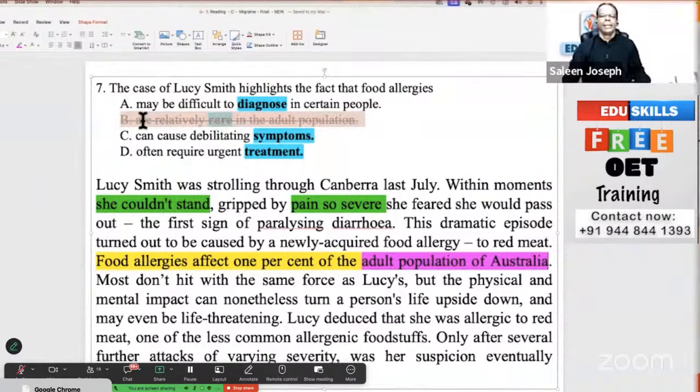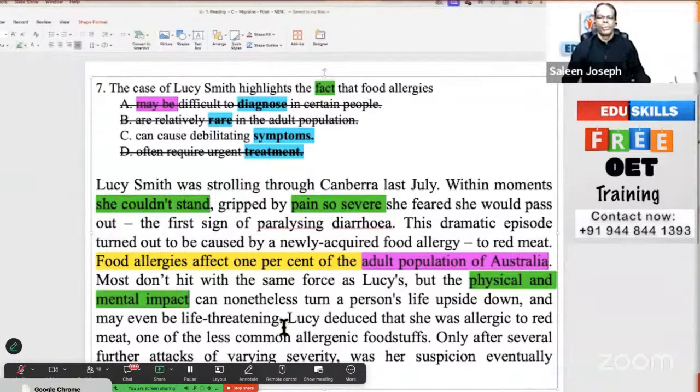And the text, as we said, doesn't speak anything about diagnosis, right? And the modal verb is speaking about an opinion, whereas we are asked about fact. Often require urgent treatment: is there anything about treatment in the paragraph? No, Father, nowhere is treatment mentioned. Even otherwise, she couldn't stand, pain so severe, the physical and mental impact can nonetheless turn a person's life upside down.